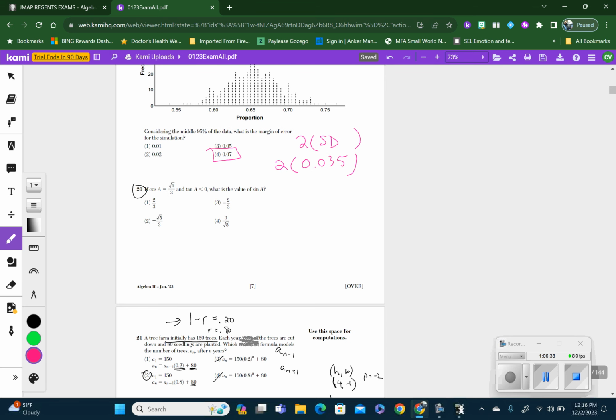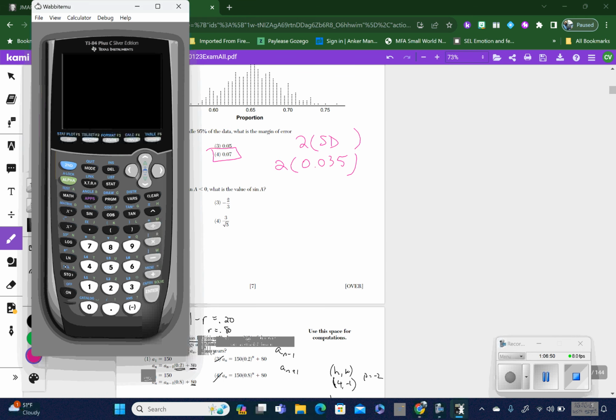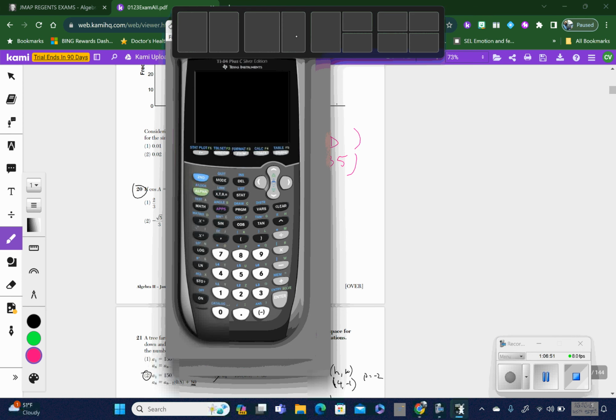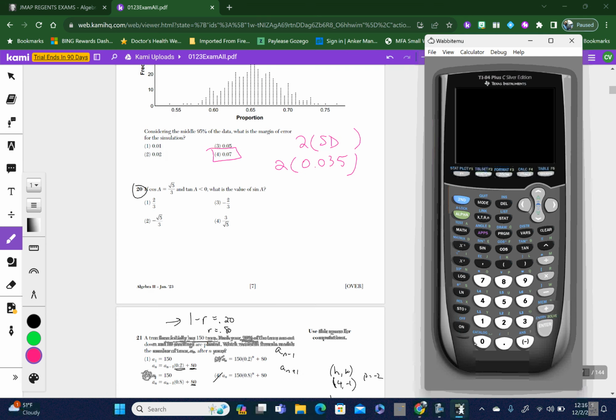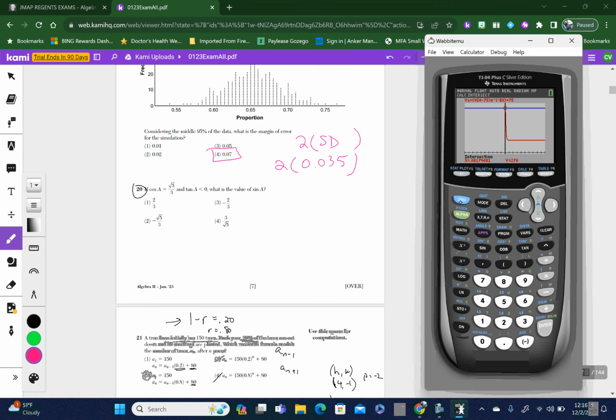For this next one, they give you cosine, they give you tangent. Well, they tell you tangent is less than 0. What is the value of sine? This is a calculator question. You might have remembered some of this from geometry, I hope. So they're telling you cosine of an angle is radical 5 over 3. I should not have skipped this because you could have done this in geometry.